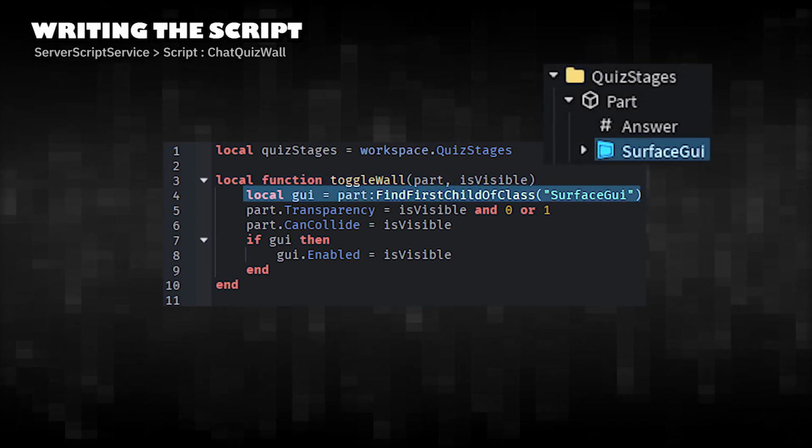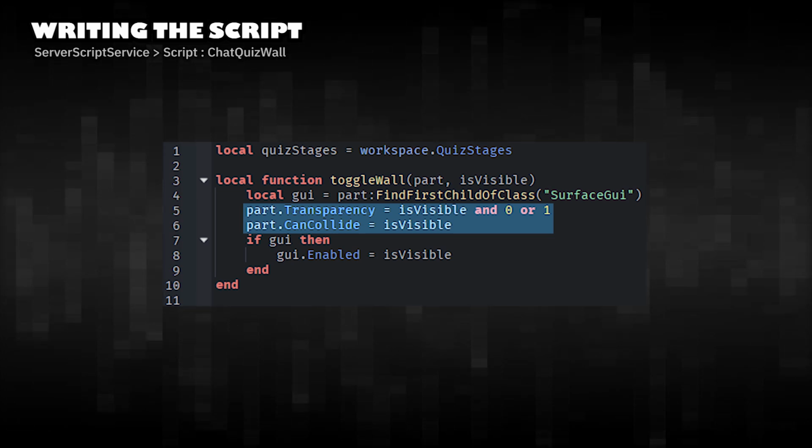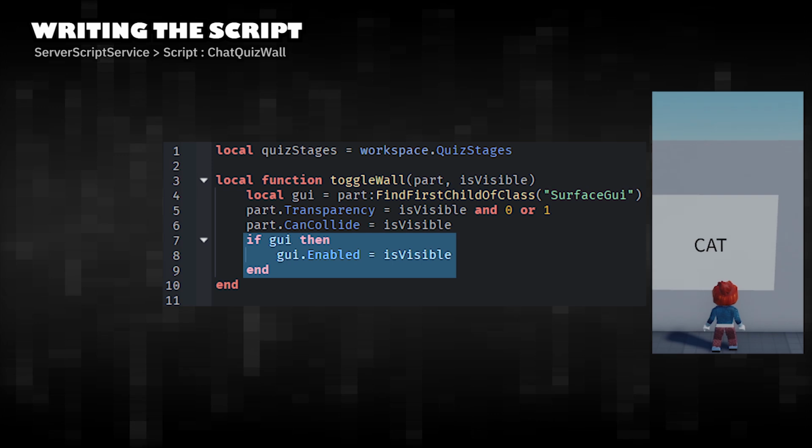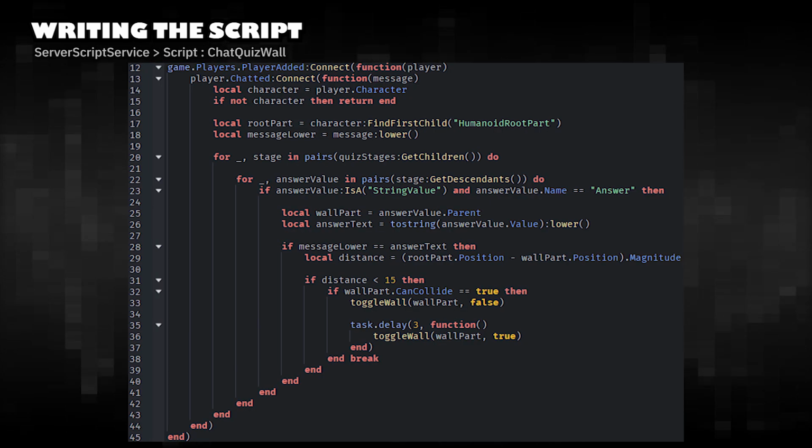Finds the GUI attached to the wall. Change both transparency and collision to fully hide or show the wall. Shows or hides GUI on the wall. Runs setup code for every player.